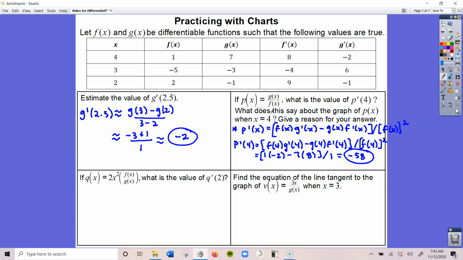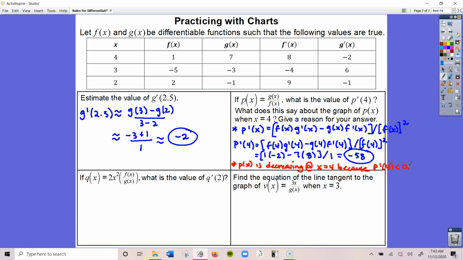Now what does this say about the graph of p of x? Remember that the derivative tells you when your graph is increasing, decreasing, or when it has a horizontal tangent or some kind of extrema. So since my derivative is negative, this means that p of x is decreasing at x equal to 4 because p prime of 4 is less than 0.